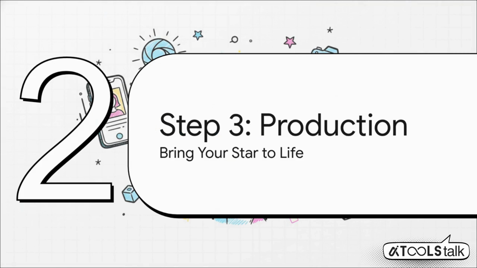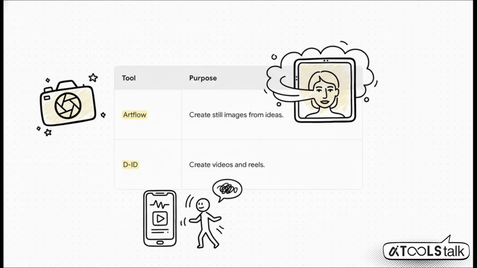So you've got your model and you've got a ton of amazing ideas. The final step is all about production, turning those ideas into actual, real content that you can post online and start building that audience. For this, you're basically going to use 2 main types of tools. For your still photos, a platform like Artflow is perfect. It can generate really high-quality images based on your ideas. And then, when you're ready to level up to video content, think Instagram Reels, a tool like DID can actually animate your character, making them speak and move.